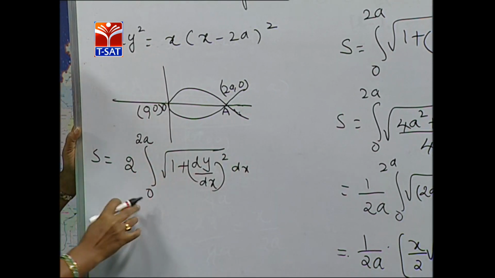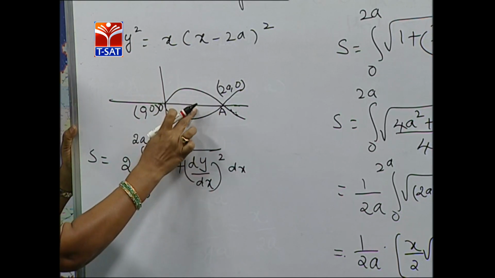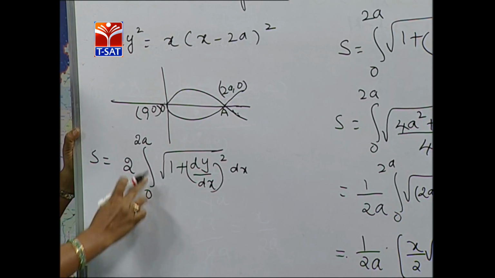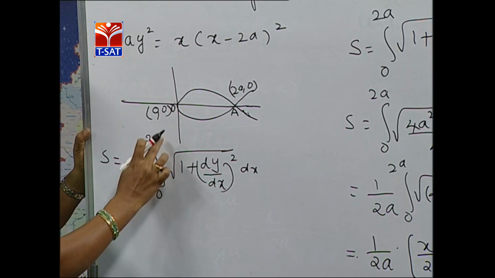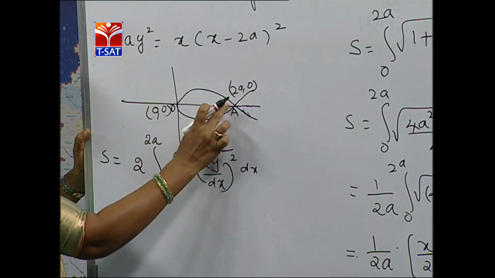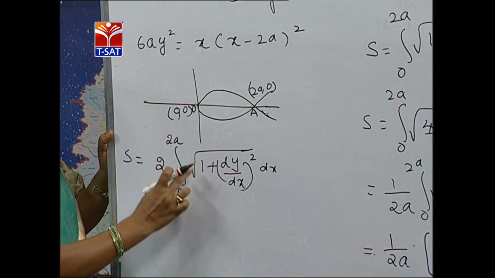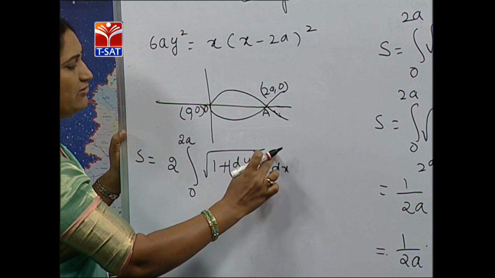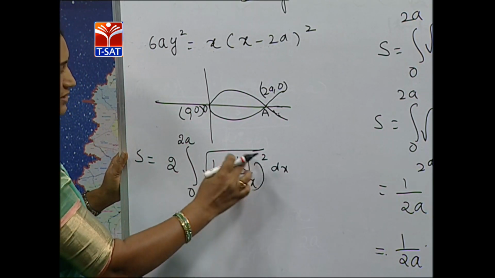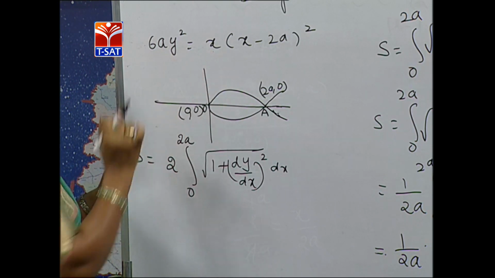So to find the total length, what is the formula? Because it is symmetric about the x axis, I am taking 2 times the integral from 0 to 2a. This integral from 0 to 2a gives the length of OA, and AO is the same as OA. So I am taking 2 times the integral from 0 to 2a of the square root of 1 plus (dy/dx)² dx. To substitute, we need to find dy/dx from the given curve.